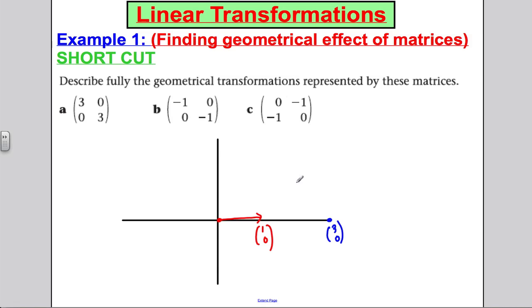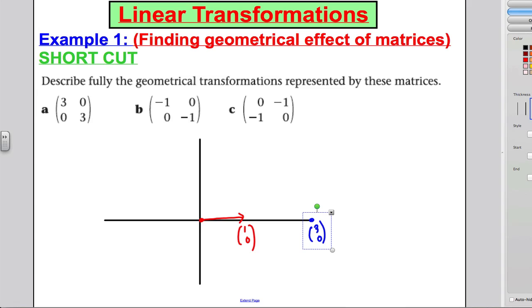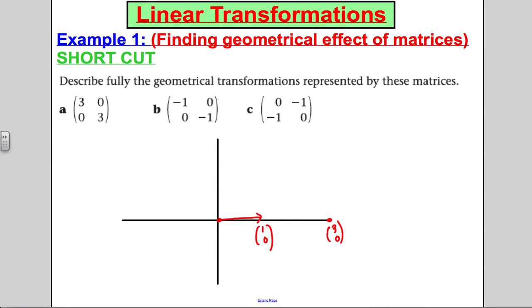And where does 0, 1 end up? Well, 0, 1 ends up at the second column, 0, 3. You can clearly see what this transformation is. Well, it's an enlargement by scale factor 3. This one's gone over here, so it's been enlarged by 3. This one's gone up by a factor of 3. It's an enlargement by scale factor 3. Done. It's as simple as that.